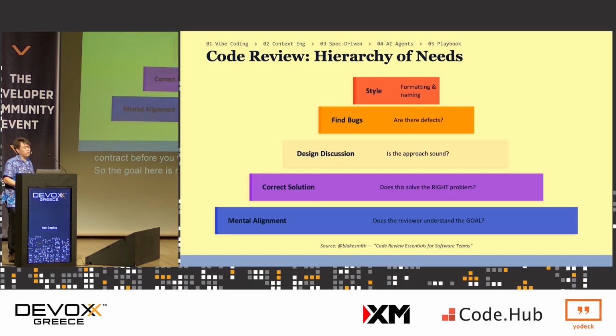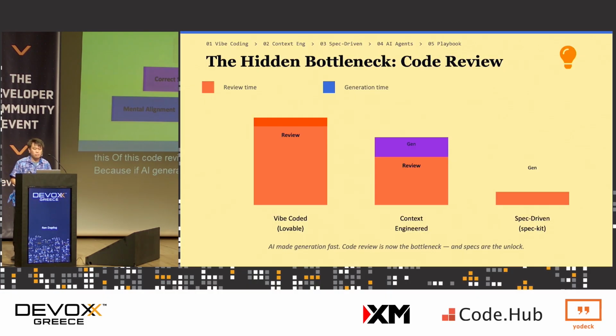So in terms of code reviews, why are we doing code reviews? Is it just for style? Is it just to find bugs? At the end of the day, the most common reason we do code reviews is mental alignment. The question is, does the reviewer understand what's going on and what the goal of this code is? I know code review can be a bottleneck, because if AI generates a lot of code, how do you ensure that we have the correct alignment? So there's a hidden bottleneck on code reviews if we have these AI agents generating a lot of code.